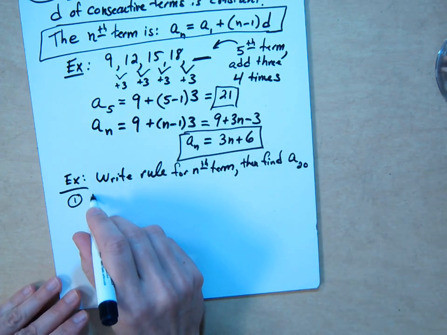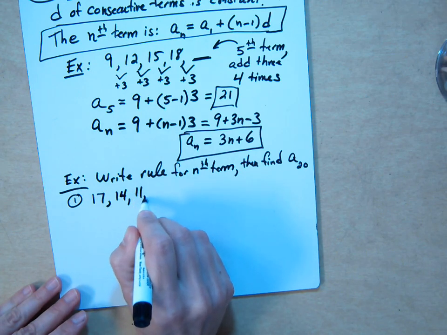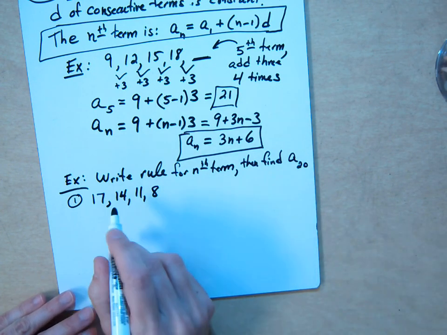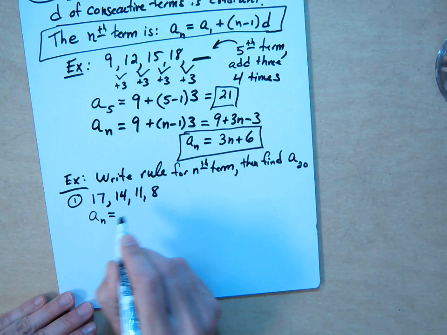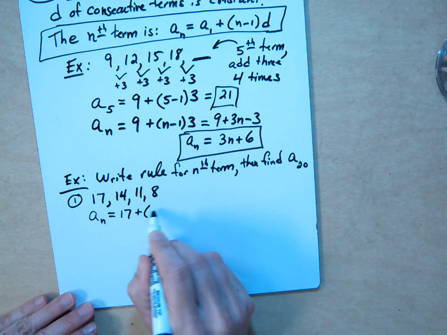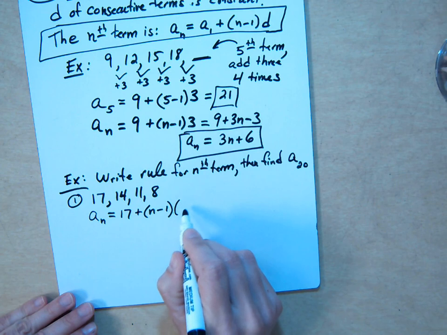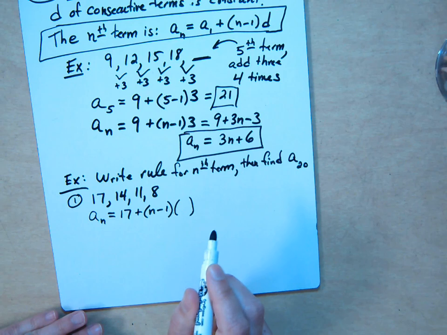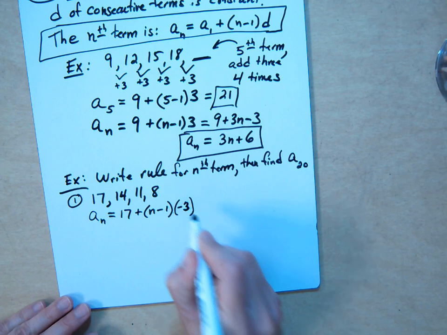So let's try this. We'll do one where we're just given the numbers: 17, 14, 11, 8. One way of doing this is using the formula. We'll do it that way for this example. So we'd say a sub n equals the first term, which is 17, plus, this is always n minus 1, times the difference. And what's the common difference to go from 17 to 14 to 11 to 8? Exactly, subtracting 3. Negative 3 goes right there.